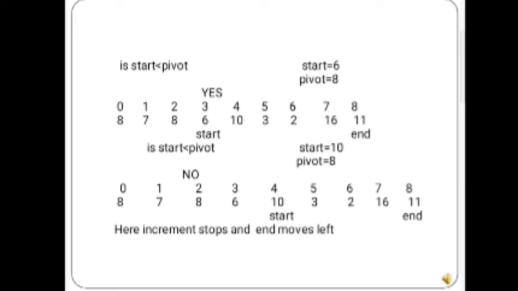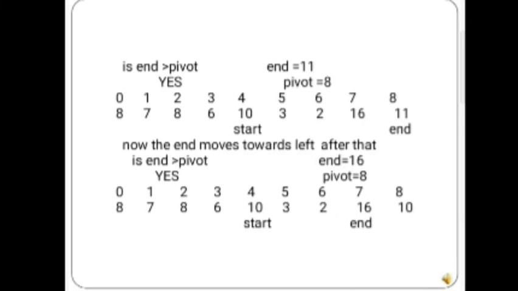Here the increment stops and end moves left. So here the end will move to index number 7. So the next case is end is greater than pivot. Here end is 11 and pivot is 8.